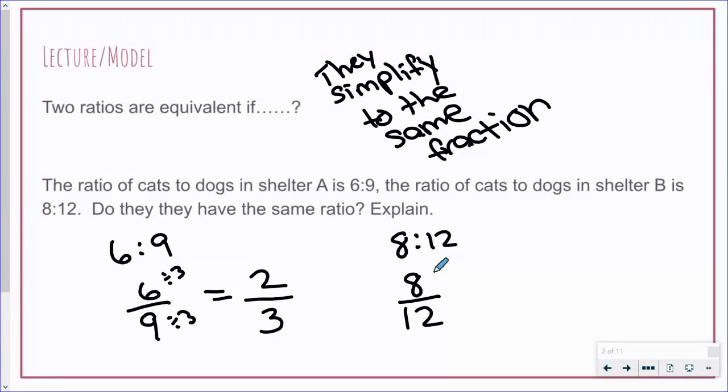Now looking at the numbers 8 and 12, I can divide them both by 4. They both share a factor of 4. 8 divided by 4 is 2. 12 divided by 4 is 3. So these do, in fact, both are equivalent because they both simplify to a ratio of 2 to 3.